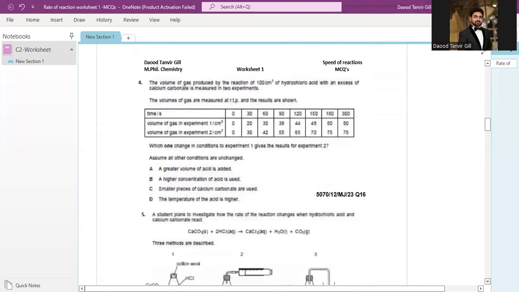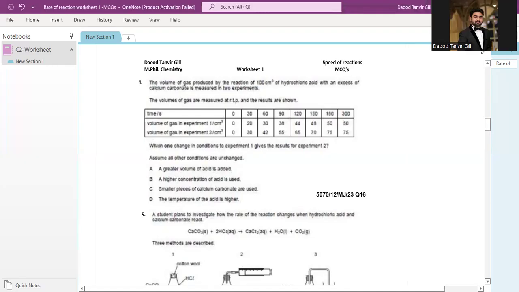In this, we can see that two experiments have been conducted, experiment one and experiment number two. If you look at the volume of gas collected, experiment two has the highest yield of gas collected, that is 75 at 300 seconds for both experiment one and two. So we have to look at the thing which will increase the yield of the gas collected. So by looking at the options A, B, C, and D. Okay, we just have to make one change according to the question.